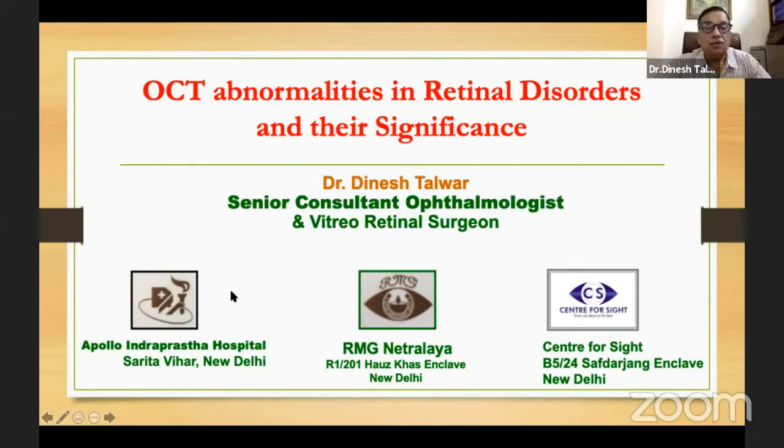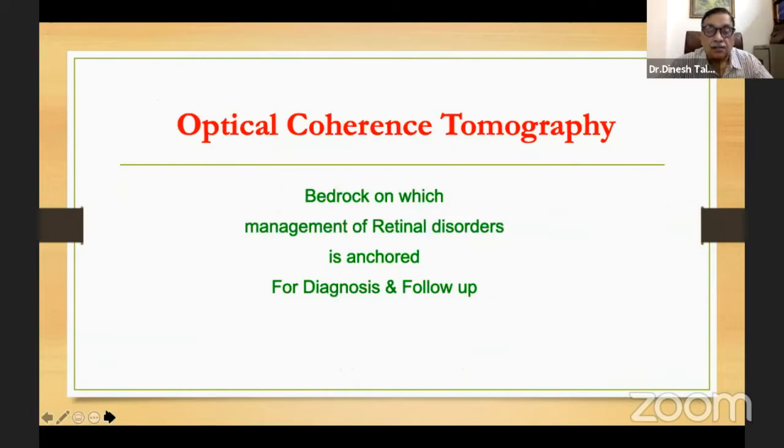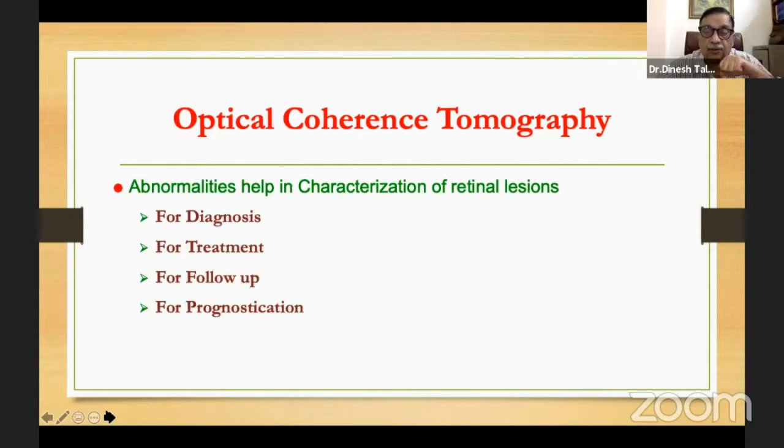So let's come to OCT abnormalities in various retinal disorders and what is the significance of those. It's quite evident to you that OCT is the bedrock on which management of retinal disorders is anchored, for diagnosis and also for follow-up. And that's how it's important for us for virtually every retinal condition. The abnormalities that we see can help us in making the diagnosis, the treatment, the follow-up, and the prognostication.